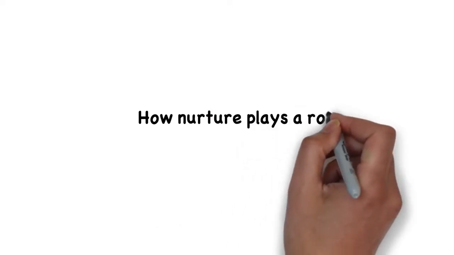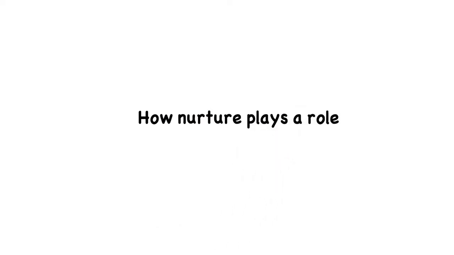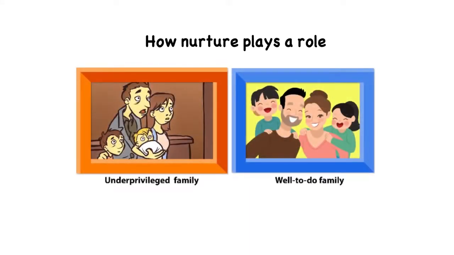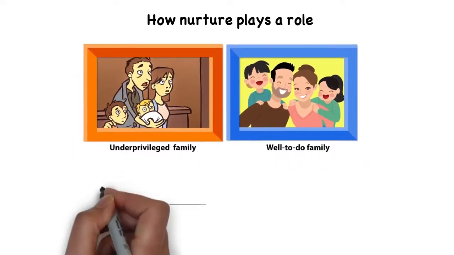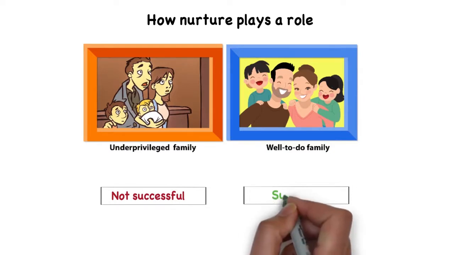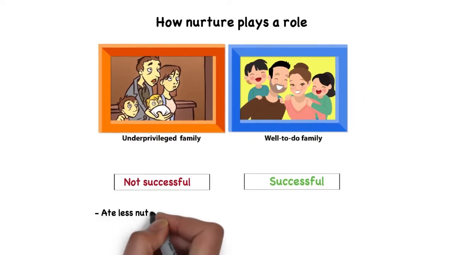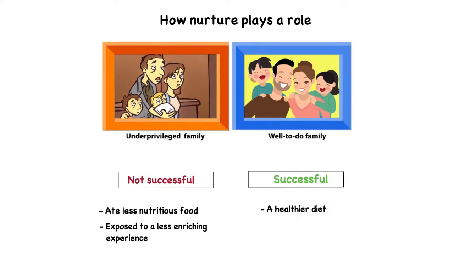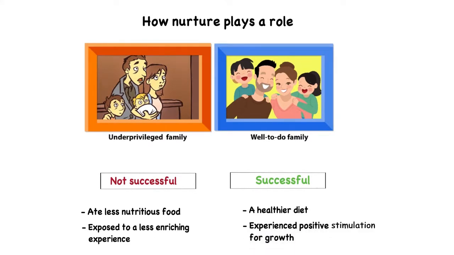Another good example of how nurture plays a role: twins from a family were separated from young. One was placed under the care of an underprivileged family and the other under the care of a well-to-do family. The child under the underprivileged family may not be as successful as the other sibling because she had to eat less nutritious food and was exposed to a less enriching experience compared to her sister, who probably had the opportunity to consume a healthy diet and experience positive stimulation for growth.